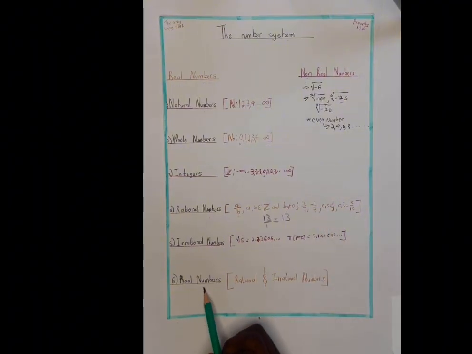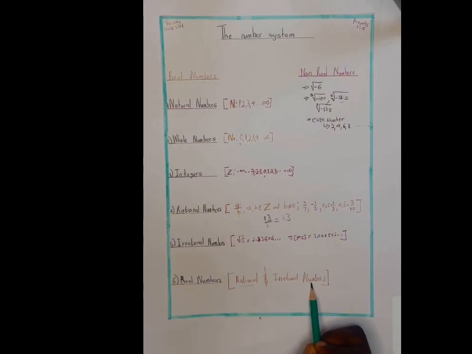Then we have our rational numbers. Rational numbers are included in real numbers. Real numbers include rational numbers and irrational numbers.